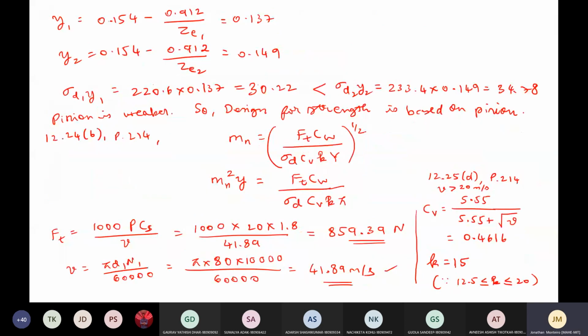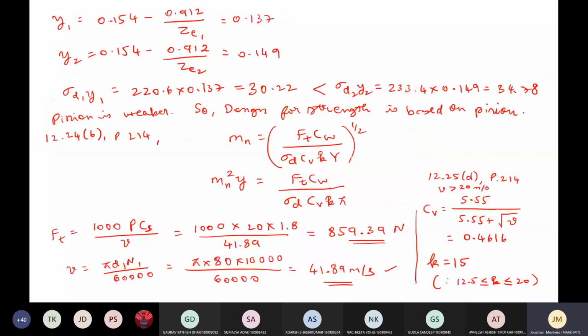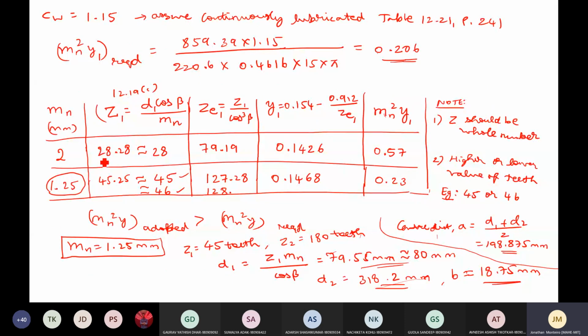So what did we do in this problem? Just to summarize, the diameter was known, but we didn't have the number of teeth, so the number of teeth were adjusted. We temporarily assumed values to find the weaker member. Then we iterated with respect to mn square y with all the factors taken into consideration. For a helical gear combination, you won't get a whole number because of the cos beta factor with the helix angle, so you have to assume a value closer, that is a whole number. You can go higher or lower.